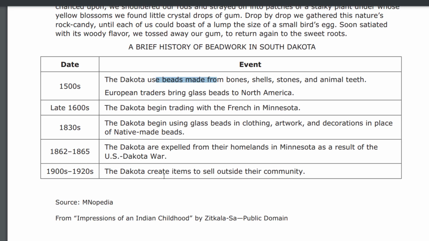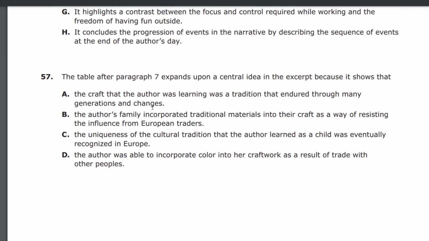So the main idea here is how beads were integral to this society or culture from the 1500s all the way up to 1900, so a period of 400 years. This skill was important to the Indian culture. Let's see what answer choice matches that idea. It's A. The craft that the author was learning was a tradition that endured through many generations and changes. The table showed hundreds of years, which would span many generations, and even changes, certain wars and movements and things like that. So A is going to be the correct answer. It does indicate the right idea for the table.